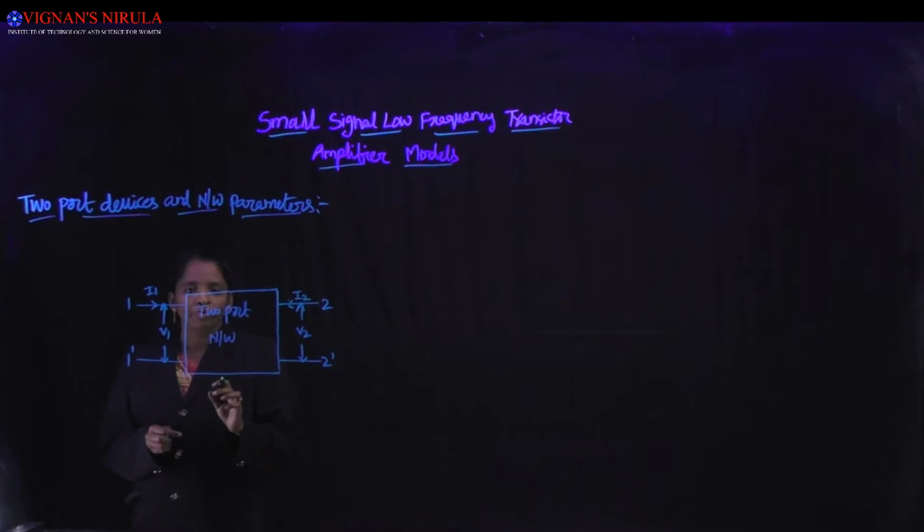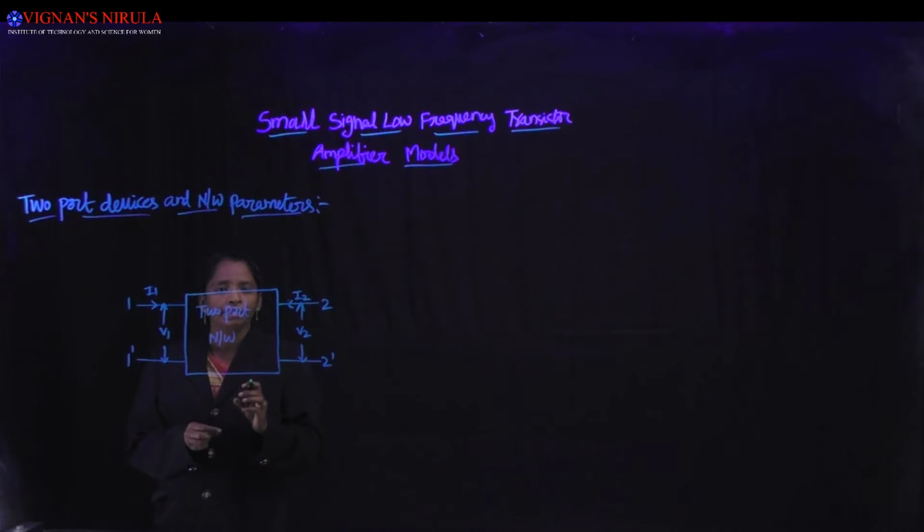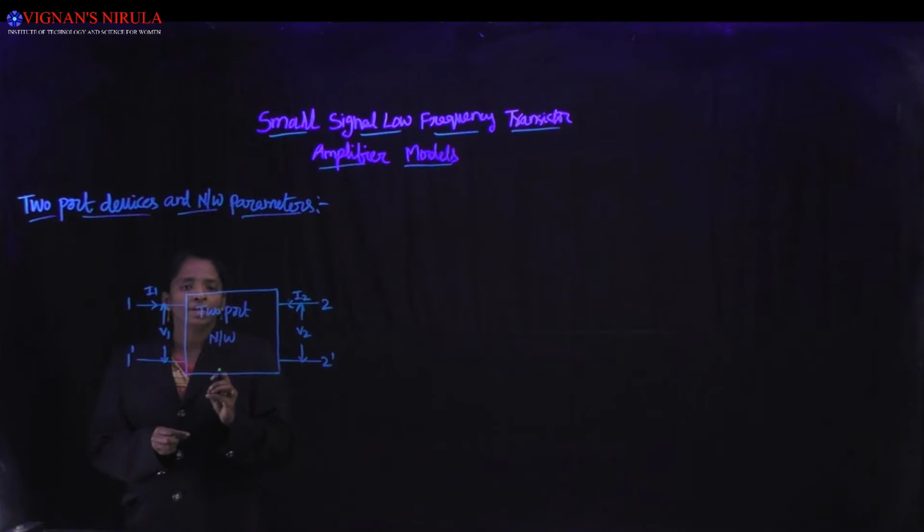Out of these four variables we are taking two as the independent variables and two as the dependent variables. Depending on which we take as independent and dependent variables, we have different types of parameters. Those are impedance parameters, also called Z parameters or open circuit parameters. The second one is the Y parameters, also known as the short circuit parameters.